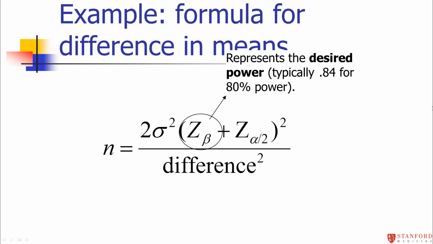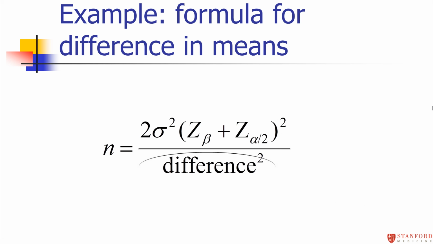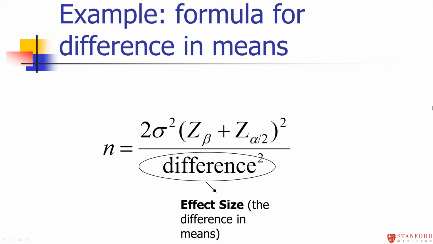If I want to increase my power, say not look at 80% power, but look at 90% power, of course that's going to increase my sample size needs. If I want to make my significance level more stringent, that's also in the numerator, that's going to increase my sample size needs. However, if the effect size increases, if the difference in means is bigger, that's going to decrease my sample size needs, so that's in the denominator.